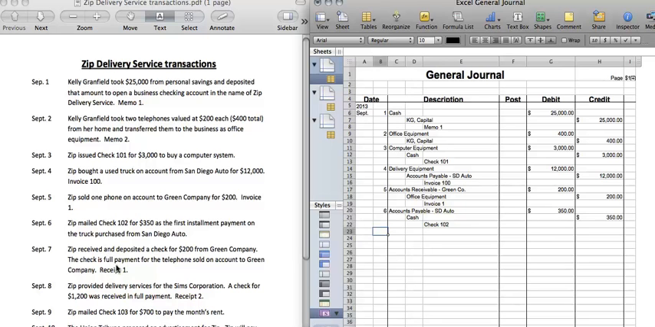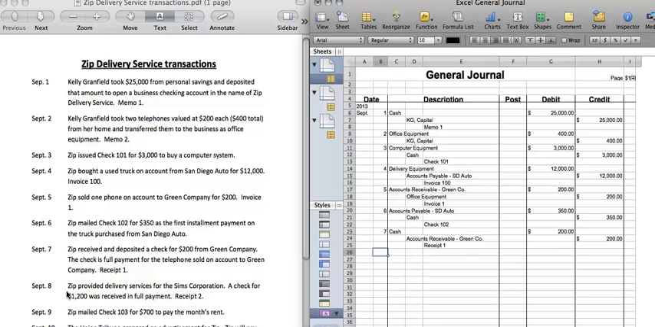September 7th, Zip received and deposited a check for $200 from Green Company. The check is full payment for the telephone sold on account to Green Company. So here they're not buying anything else from us. They're just paying us back for the phone they bought in transaction 5. So we're going to go ahead and debit cash for the dollar amount they gave us, $200. And we're going to credit the accounts receivable because now they no longer owe us any money.